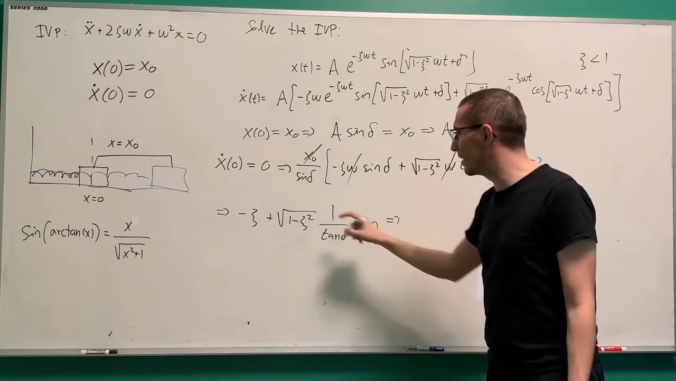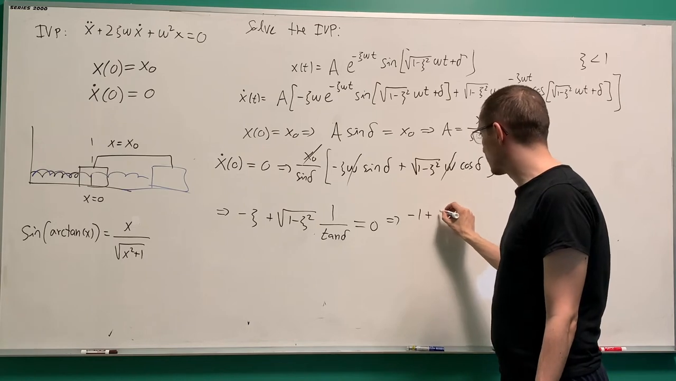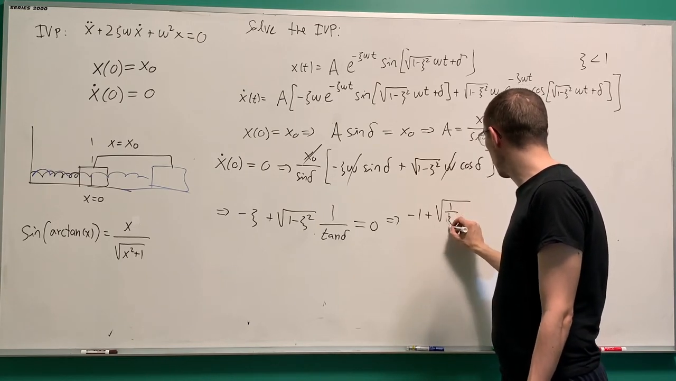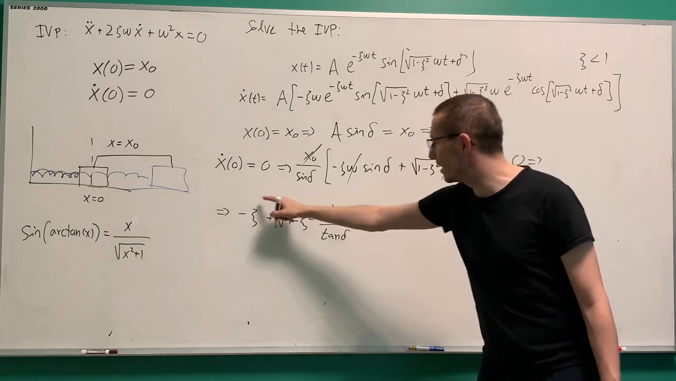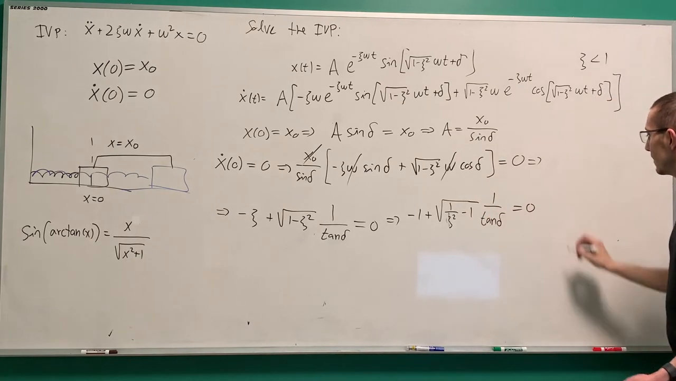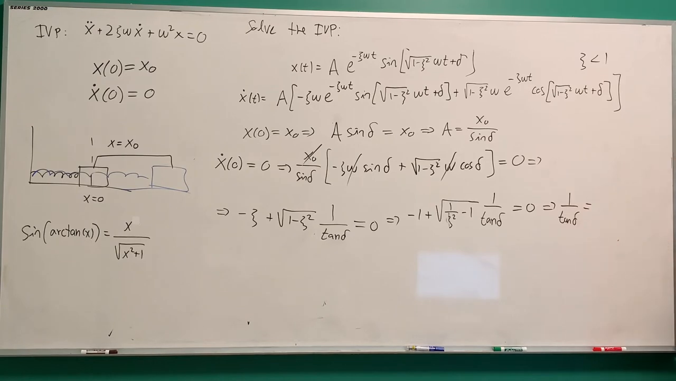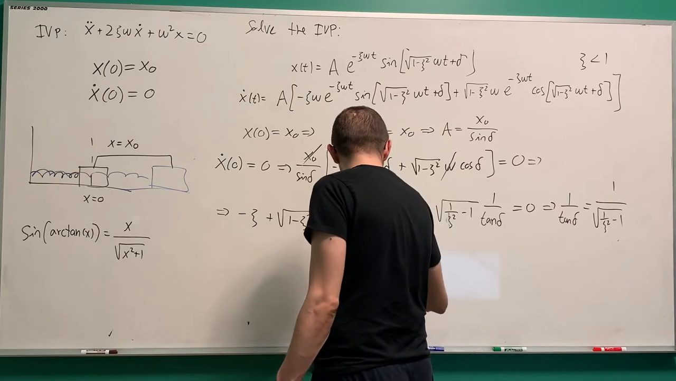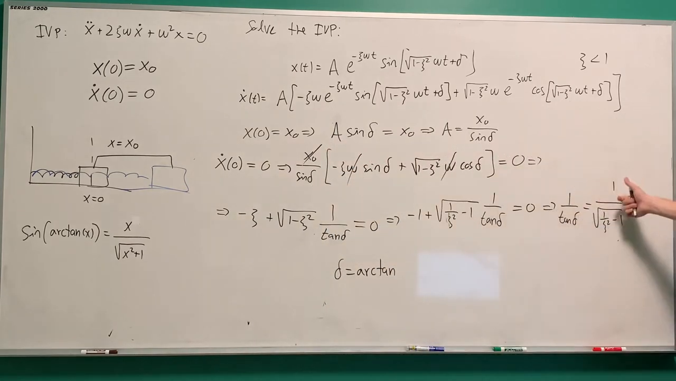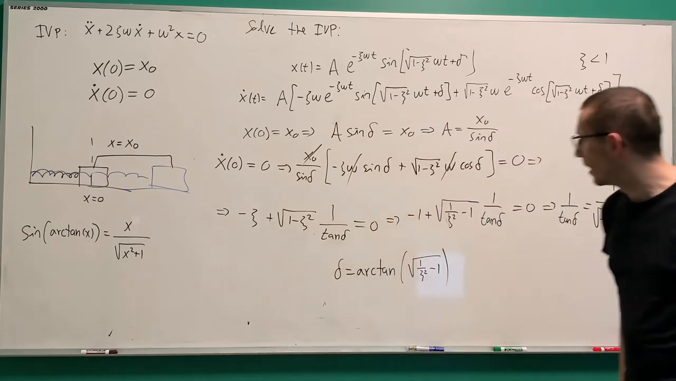Okay, so I can simplify further by dividing both sides by psi, just for fun. So this is minus 1 plus the root of 1 over psi squared minus 1, I divided by psi, multiplied by 1 over the tangent of delta equals 0. And then that means that I solve that and I get that 1 over the tangent of delta is equal to 1 over root of 1 over psi squared minus 1. What that tells me is that delta is the arctangent, I invert both sides, right? The arctangent of the root of 1 over psi squared minus 1. Wonderful. I got delta.